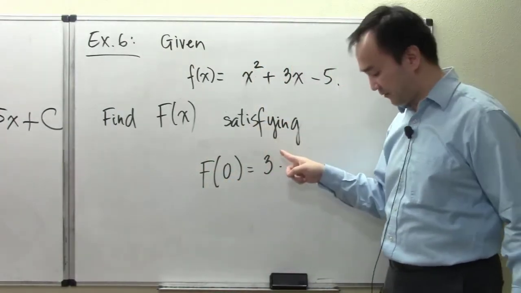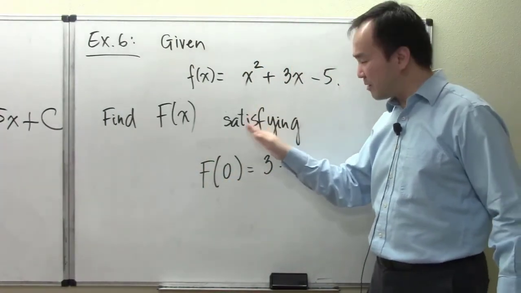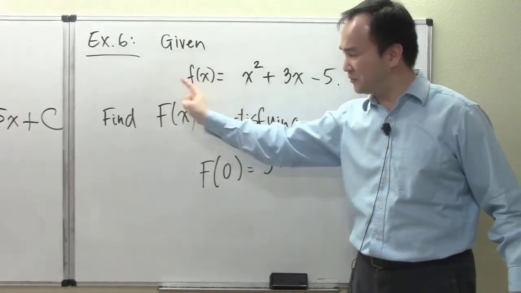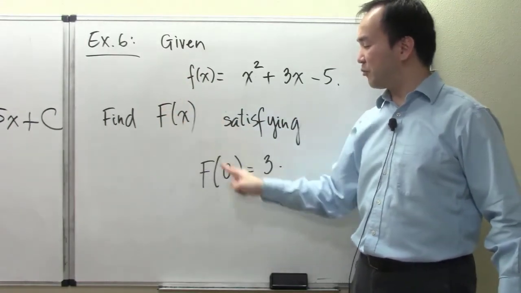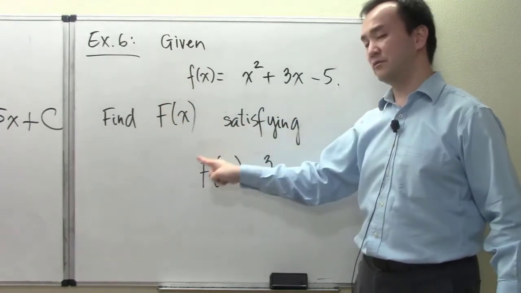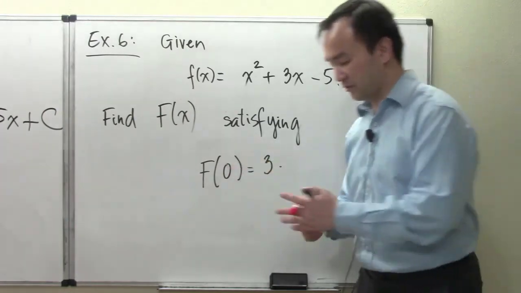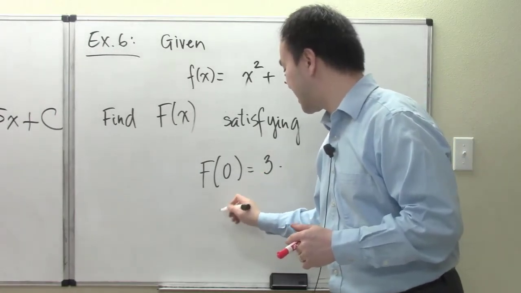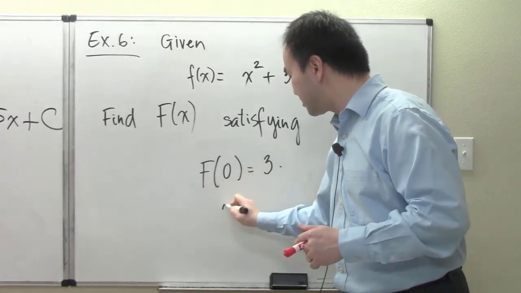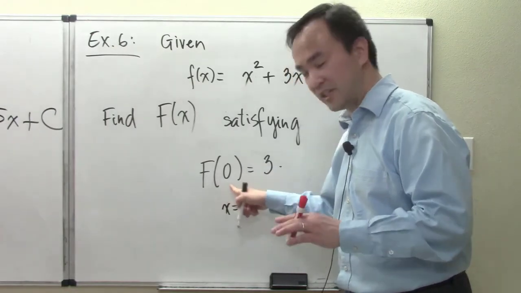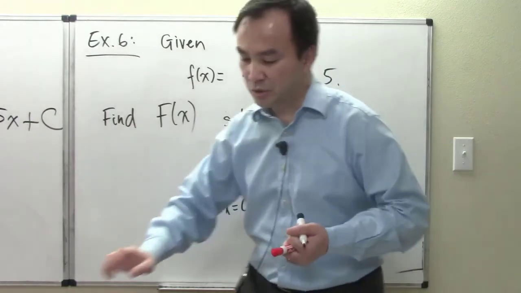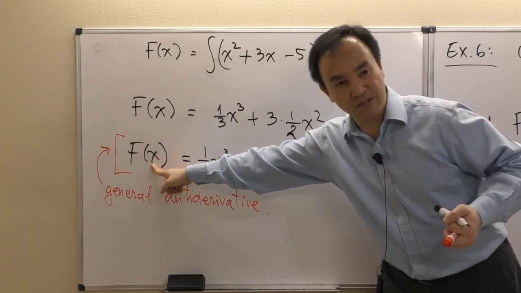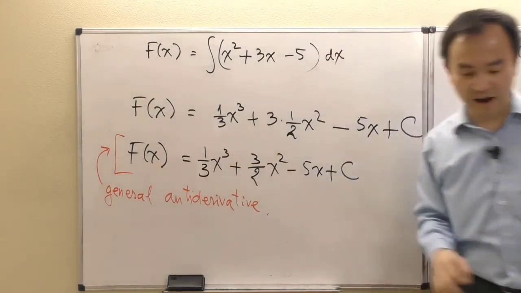When we start looking at the requirements of the problem here, we want to find that particular antiderivative, and I'm starting to use that word, where it satisfies this requirement. So this is what that whole F of 0 equals 3 is all about. Capital F of 0 means we're substituting x equals 0 into our general antiderivative, and then the overall value equals 3.